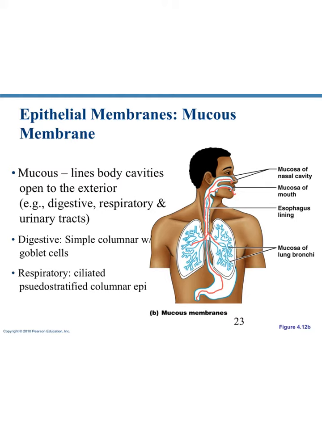These tissues typically have a fluid over them. With digestive and respiratory, the small amount of fluid is produced by the goblet cells. Okay, so digestive, starting at the stomach, you're going to have simple columnar with interspersed goblet cells. You'll have the same thing in the small and large intestines. Respiratory tract, starting at the nasal cavity, your larynx, the trachea, the bronchi, those are all going to be your ciliated pseudostratified columnar epithelium.